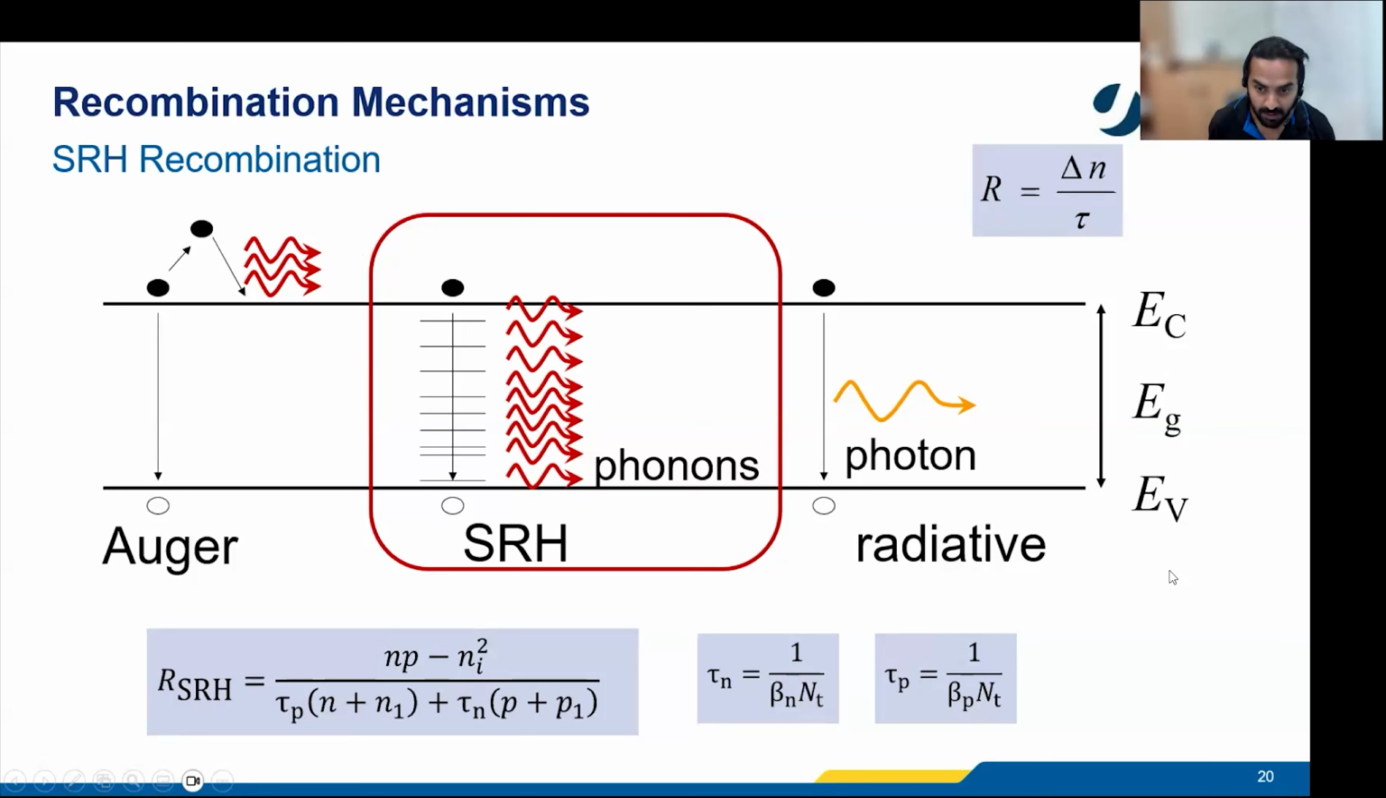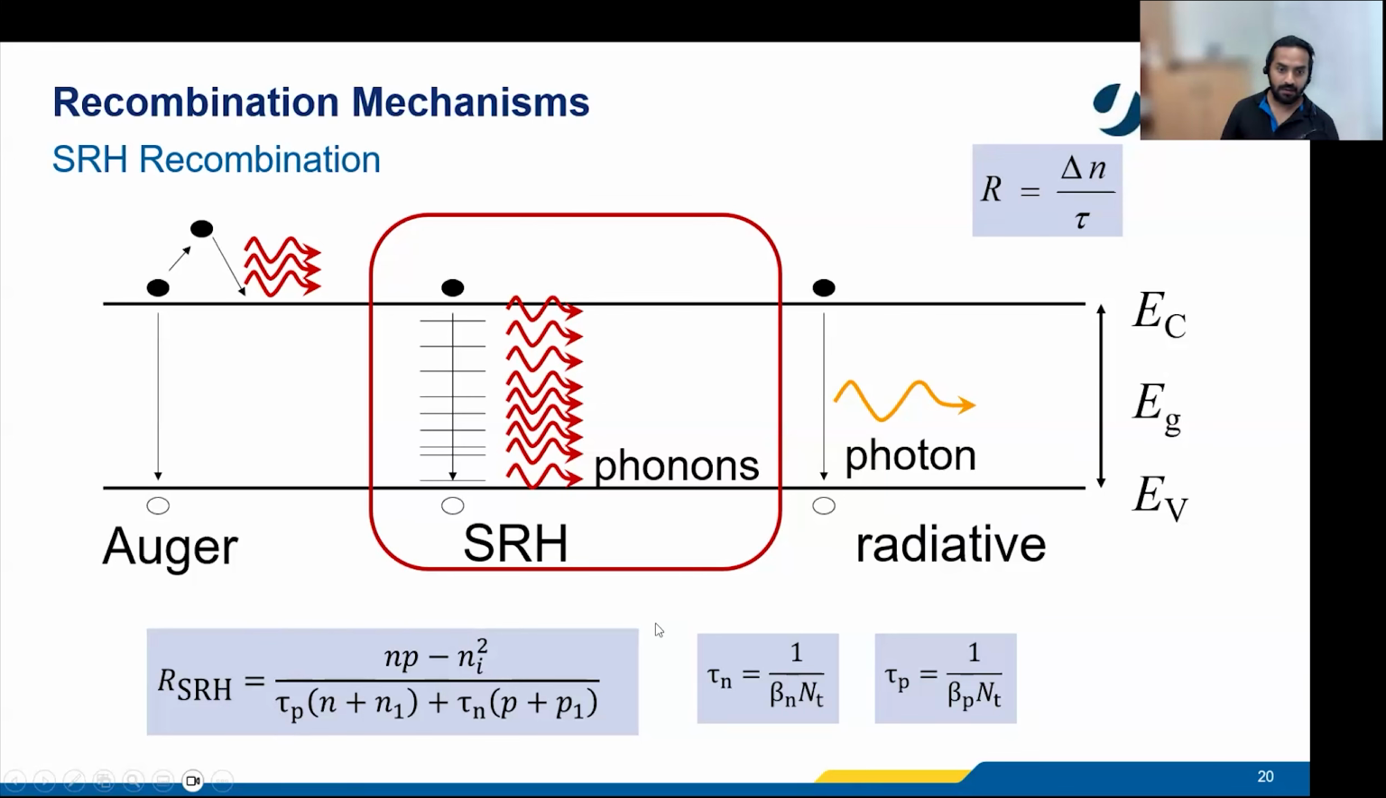And the final recombination mechanism is something that limits the performance of the solar cells a lot and leads to the loss of the open circuit voltage. This is Shockley-Read-Hall recombination through defects that have energy levels in between the band gap. So essentially, the electrons from the conduction band relax down to the valence band non-radiatively, that is by the emission of phonons via this intermediate defect state. And the equation for modeling this recombination is a bit more complicated.